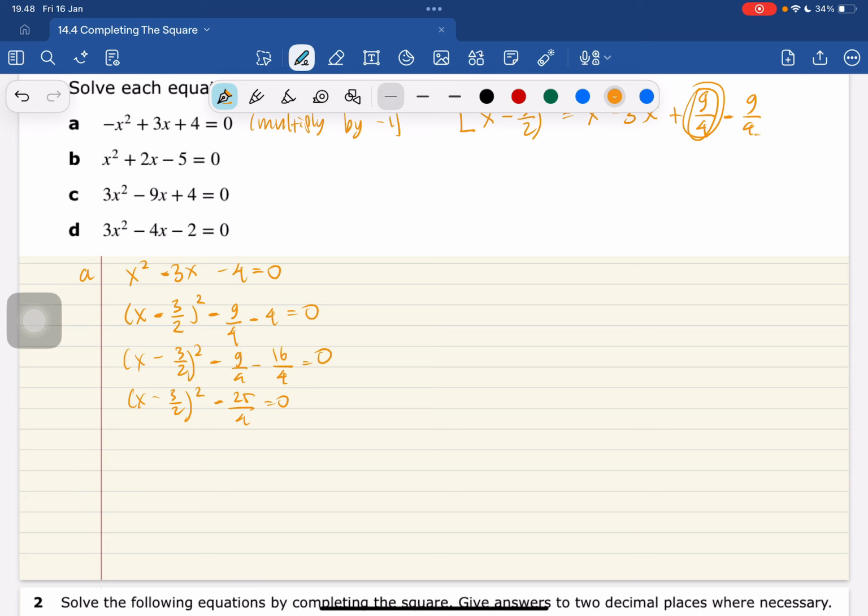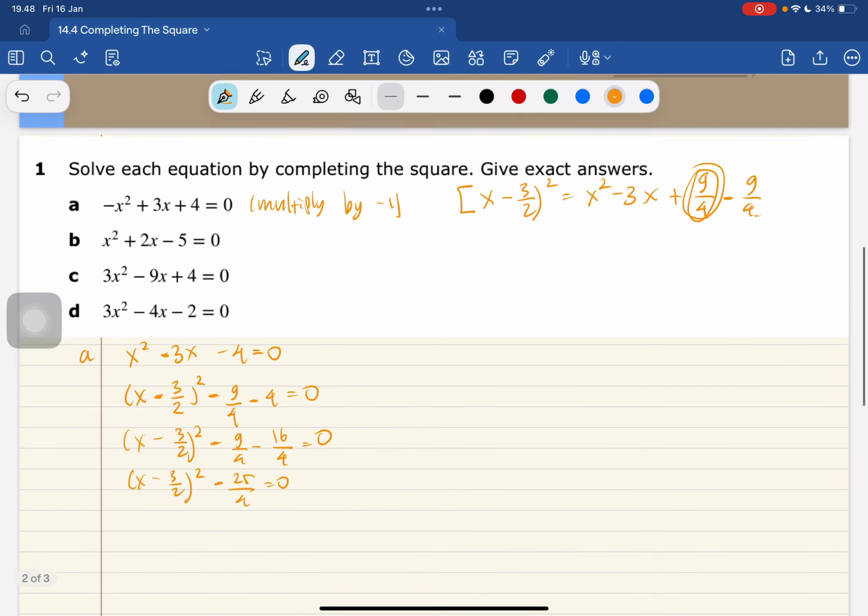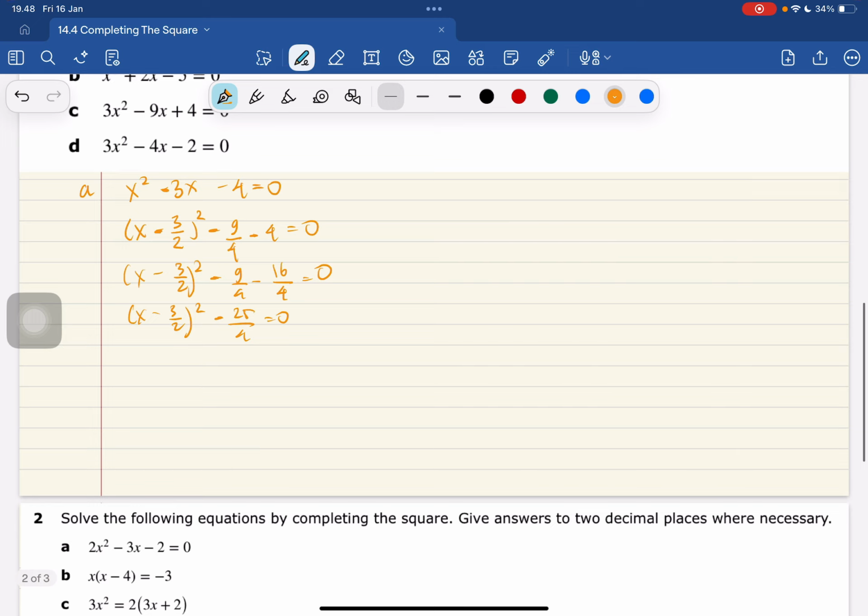We have to find the exact answer. So on both sides we add 25 over 4. So we get x minus 3 over 2 squared equal to 25 over 4. To get rid of this square, we take the square root of both sides. So it's going to be x minus 3 over 2 equal to plus or minus the square root of 25 over 4, which is 5 over 2.